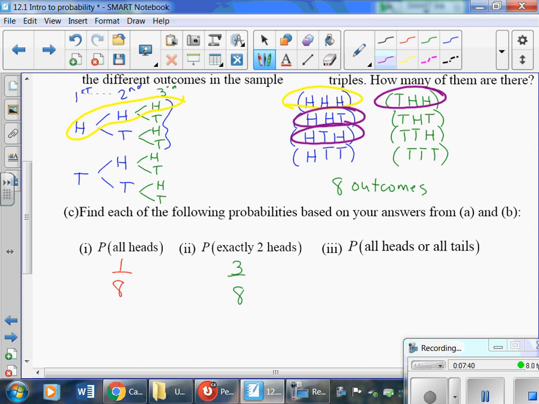And the probability of all heads or all tails, well, that's very similar to our all heads up here. So we have the all heads here or all tails here. So there's 2 of them. We're going to come back and talk about that in a later lesson. But it's going to be 2 out of 8.